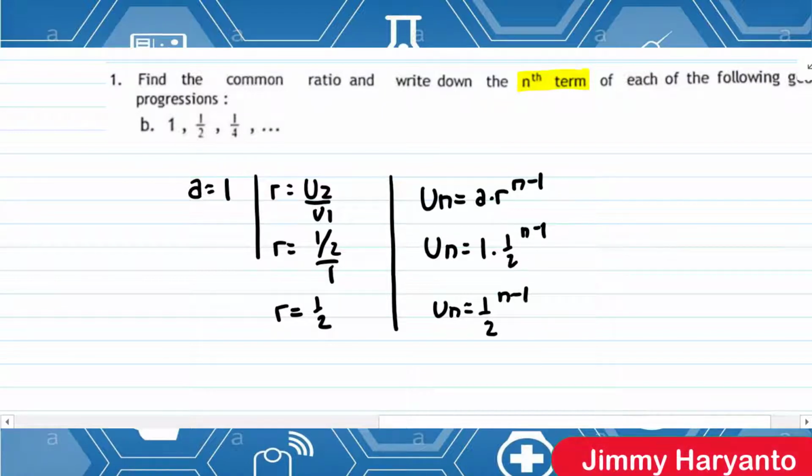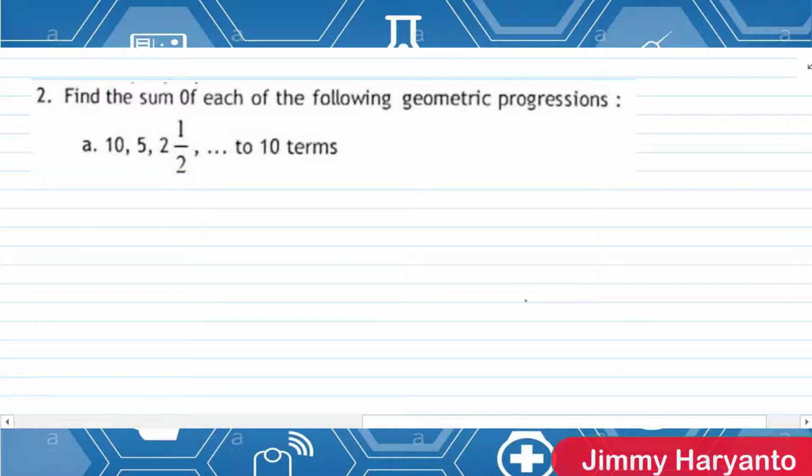And then for number 2a, find the sum of each of the following geometric progressions. The first one is 10, 5, 2 and a half. I want to find the a first. The a equals 10, the first term. And then the ratio will be 5 over 10, the second term divided by the first term, equals half.